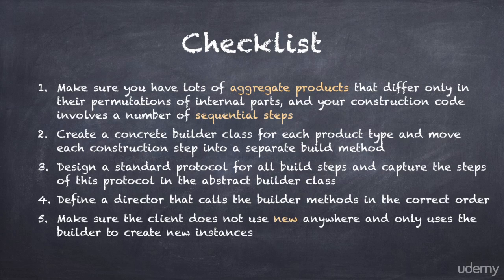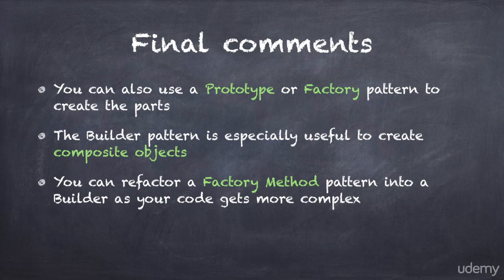Okay, here are some final comments. What I've shown you so far is a builder pattern that uses simple methods to create parts. But you can also use a prototype or factory pattern to create the parts. Pick the creation pattern that best suits your needs. The builder pattern is especially useful to create composite objects. The composite pattern is a structural pattern that we are going to discuss in an upcoming lecture.